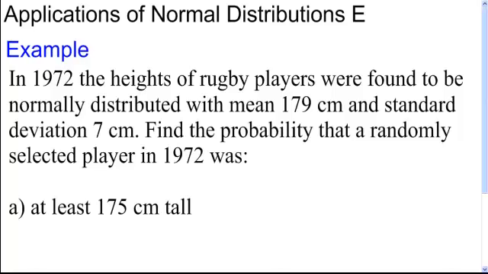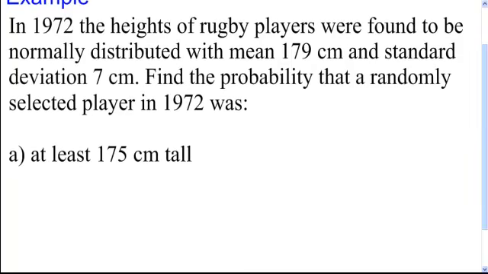So in this example, in 1972, the heights of rugby players were found to be normally distributed with a mean of 179, standard deviation of 7. Find the probability that a randomly selected player in 1972 was at least 175 centimeters tall. So for this problem, I want the probability that my value x is greater than or equal to 175 centimeters.